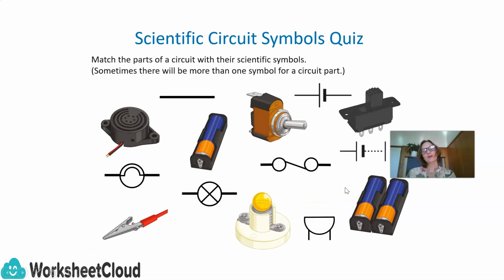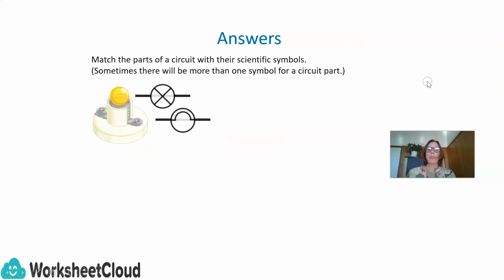So let's take a look at the scientific circuit symbols quiz. So we're going to match the parts of a circuit with their scientific symbols. Sometimes there will be more than one symbol for a circuit part. Okay, so here we have all of our different circuit components and which symbol belongs to which components. So over here we have our light bulb. And as I said earlier, that could be the symbol for your light bulb, and here's a new one as well that is also globally recognized.